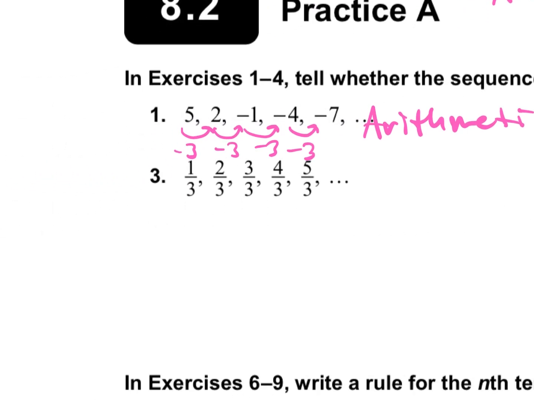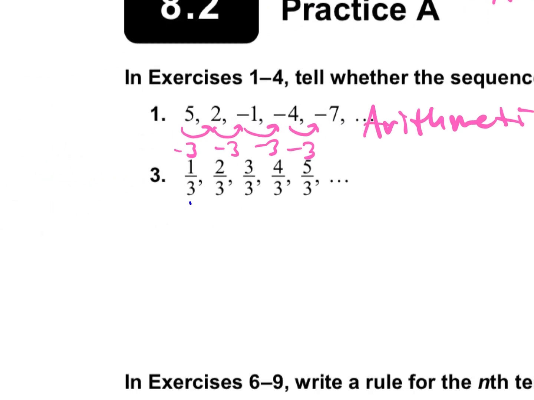Let's do number 3. What am I adding to get from 1 over 3 to 2 over 3? 1/3. Perfect. If I add 1/3, do I get 3 over 3? Yes. And so on and so forth. We add the same number each time. So is it arithmetic? Yes, because we're adding the same number.